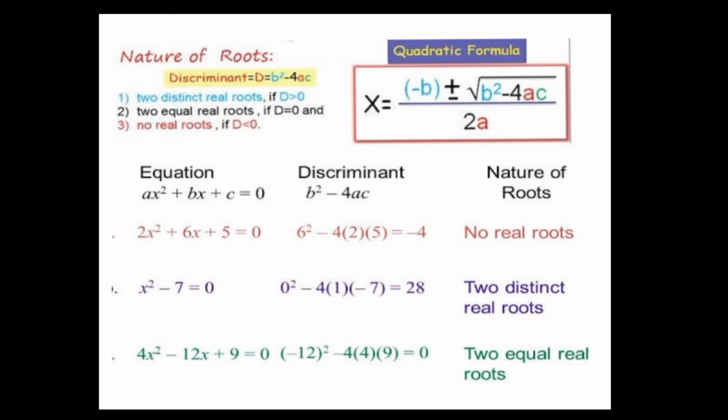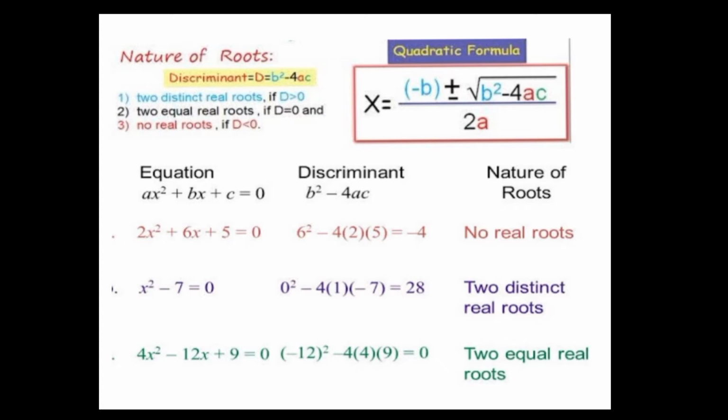So let's see that. In that we have an example. First we have an equation, that is ax square plus bx plus c is equal to 0. Then for the discriminant, which formula we need to use: b square minus 4ac. Let's see examples for each condition. First I am taking the equation as 2x square plus 6x plus 5 is equal to 0. Now I will take b, what we have: b is 6.